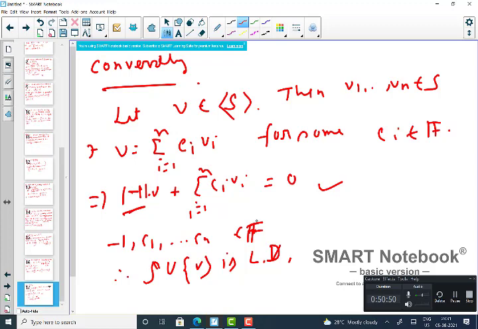So if you want to extend the linearly independent set, you need to choose one vector which is not inside the span of that linearly independent set. Then only can you extend it to a larger linearly independent set, right? Okay. So maybe I will stop here today.